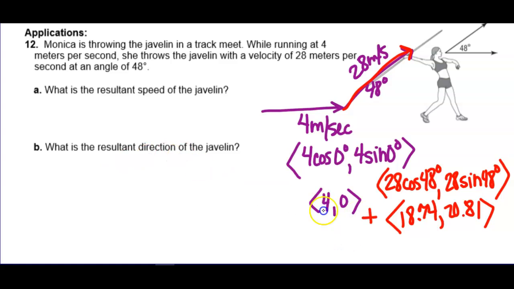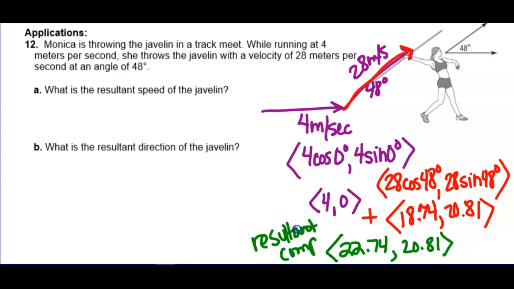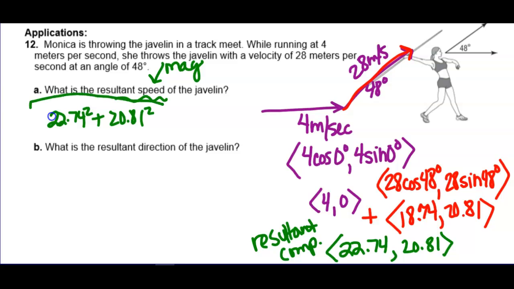Well, the resultant requires that we add these together, and that's literally all you do to find the resultant components. So when you add 4 to this, you get 22.74. Add 0 and 20.81, and you get 20.81. So these are the resultant components. Then you have to use those to find the speed, because speed is magnitude. So we're going to do 22.74 squared plus 20.81 squared and square root that.